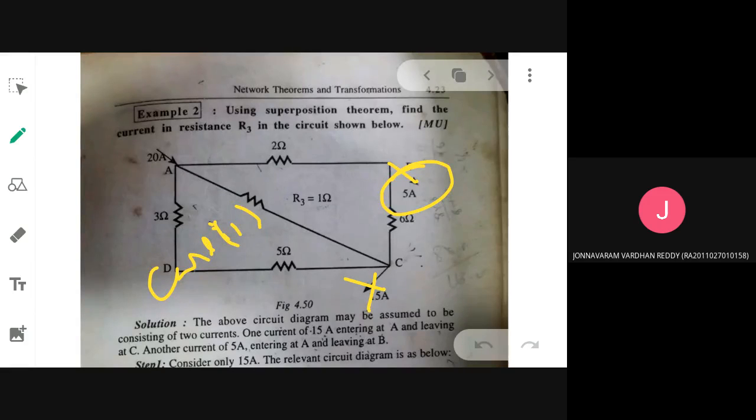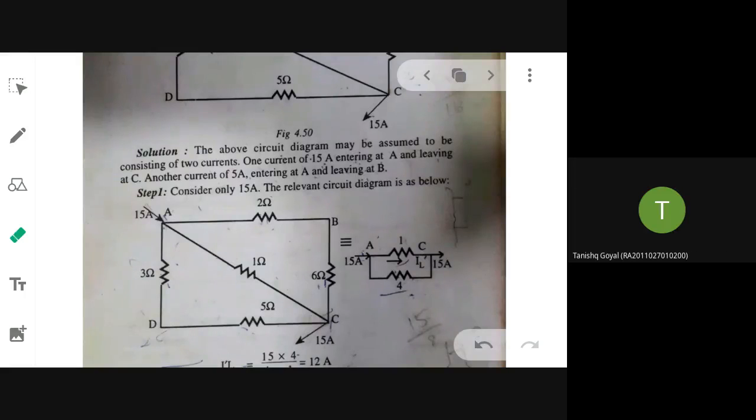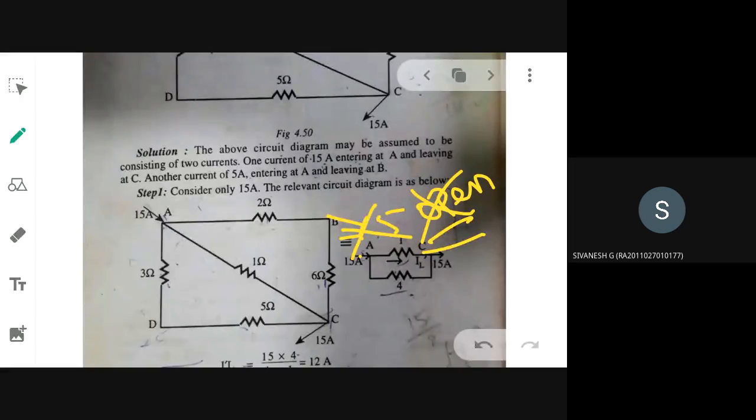Then you have to redraw the circuit and find the current through R3 individually, and then you will finally sum it up. Let's see how it goes in the problem; that way you will be able to better understand. So in the first case, I am considering what alone? 15 ampere. Then the 5 ampere I have to open because it is a current element, so it will be neglected.